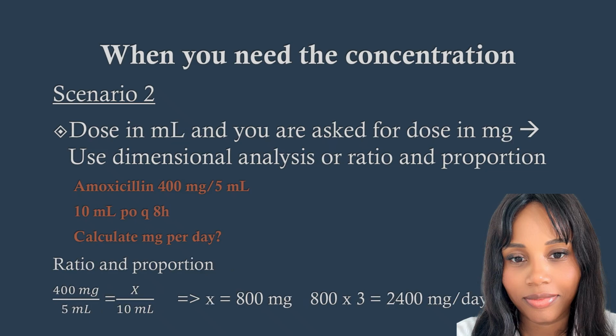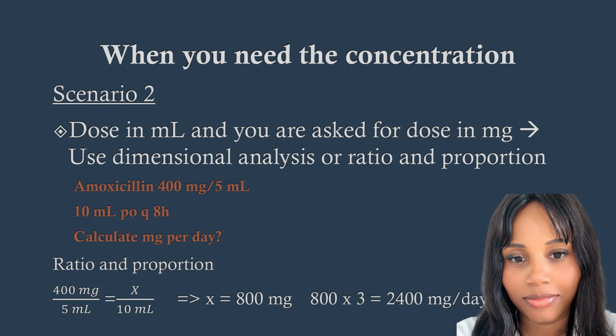This is the second scenario where you would need the concentration to find the answer. So if the dose is given in ml and you are asked to calculate for the dose in milligram. So here again, you can use dimensional analysis, ratio and proportion to find the answer. So let's look at the example. So amoxicillin 400 milligram per 5 ml, the dose 10 ml every 8 hours, calculate milligram per day. So we have the dose in ml, we are asked to calculate daily dose in milligram.